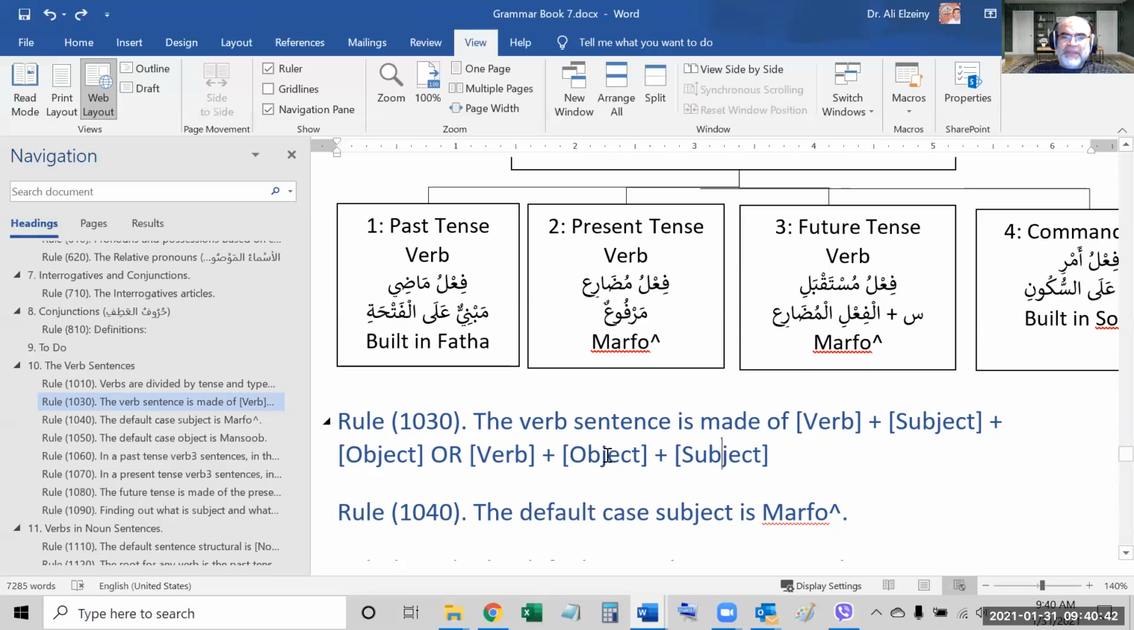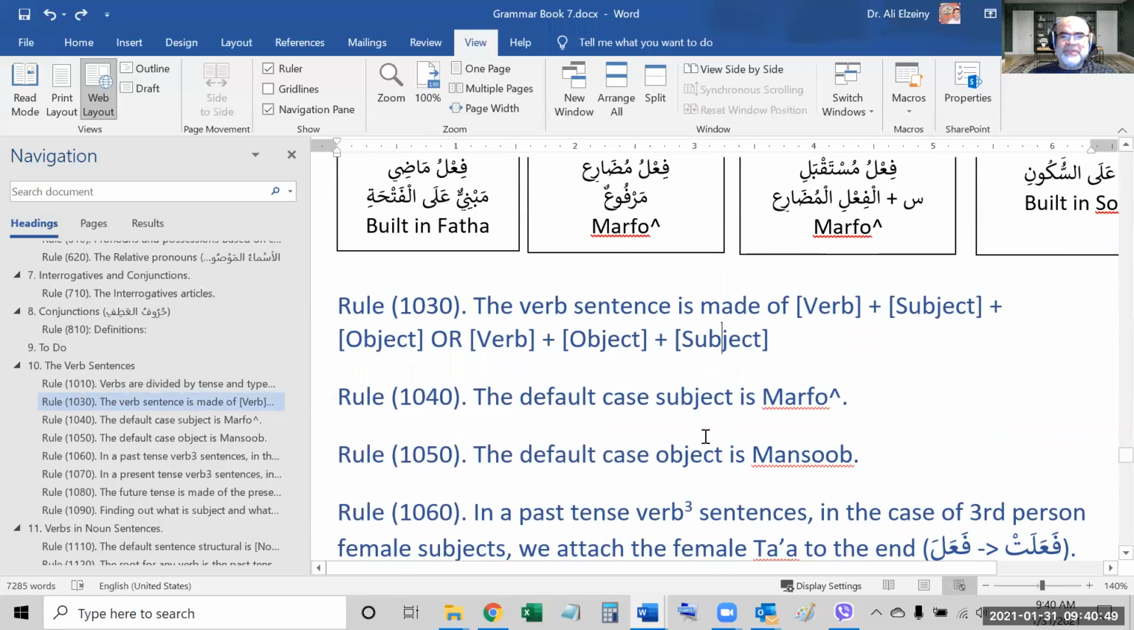And I'll show you, if they can exchange places, then how do we figure out which one is the subject or which one is the object? We'll explain it to you, inshallah, in a few minutes.